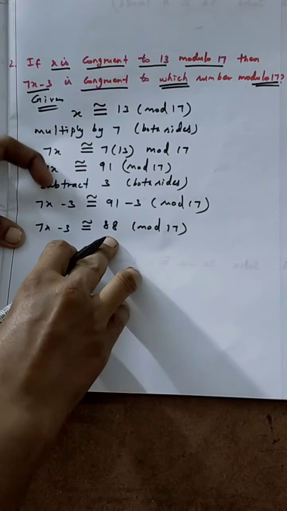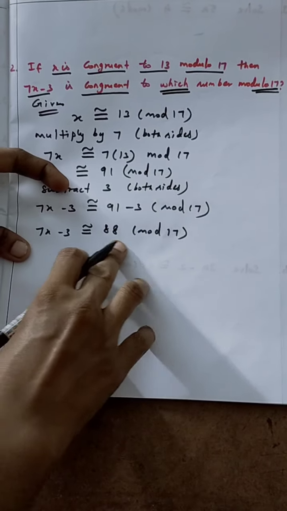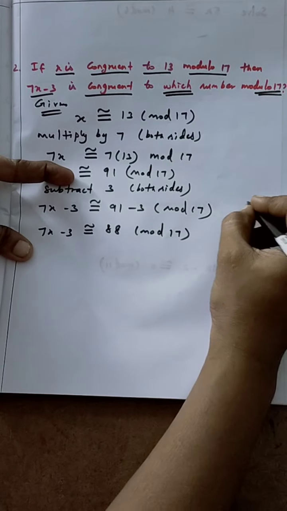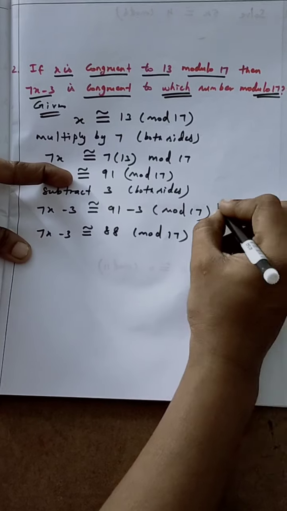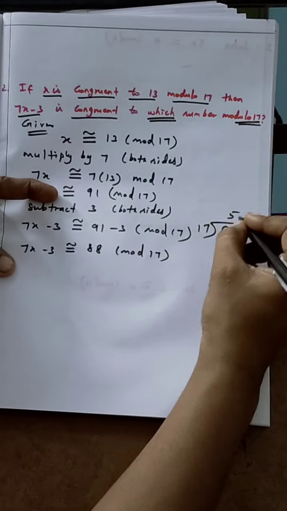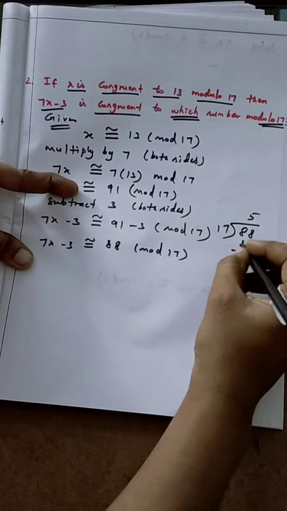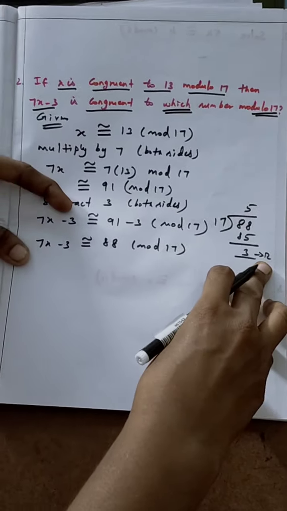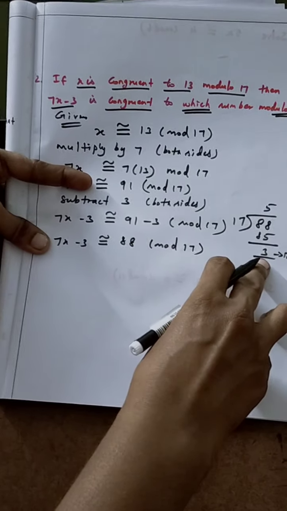Then find out the remainder. So 88 divided by 17, find out which number. So 88 divided by 17. How many times in the 17 table? 17 fives are 85. What is the balance? 3 is the remainder. So what is the number? It is a remainder only, so not divisible by 17. So remainder equal to 3.